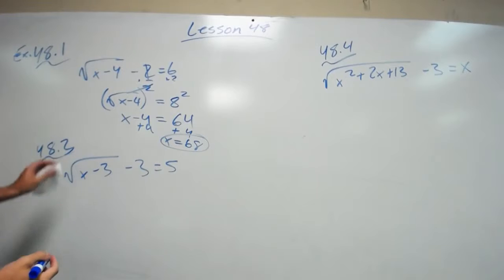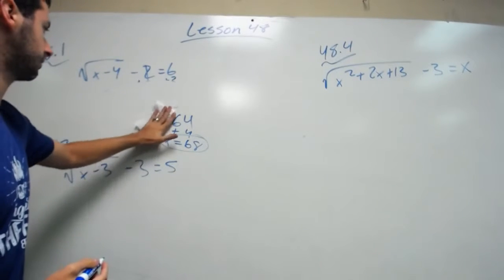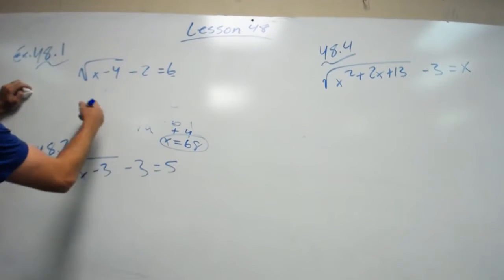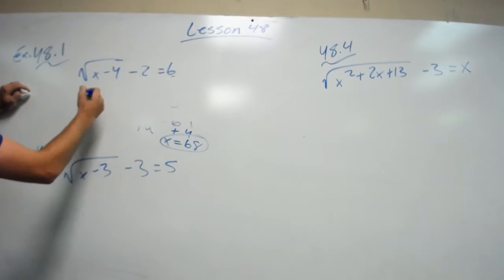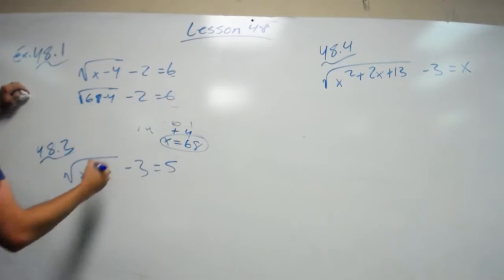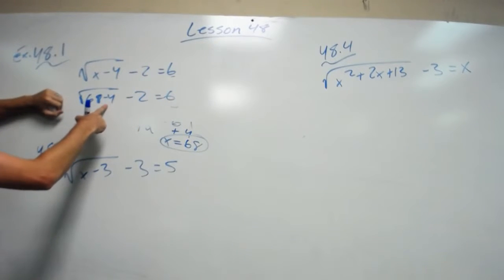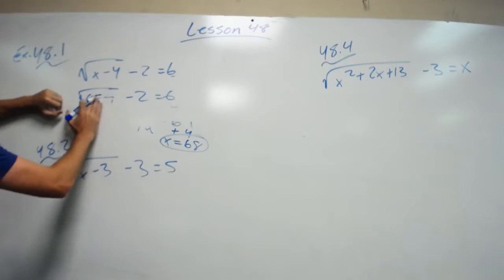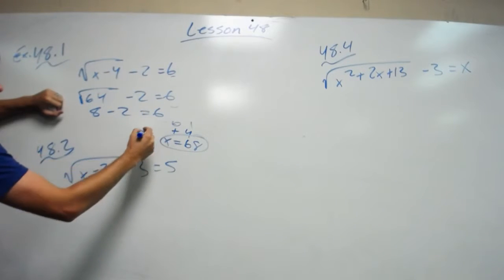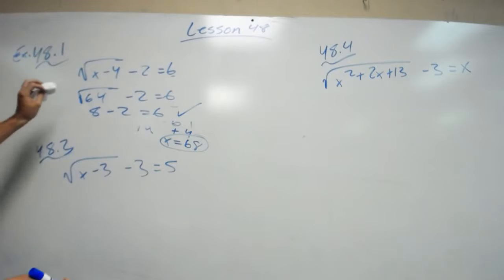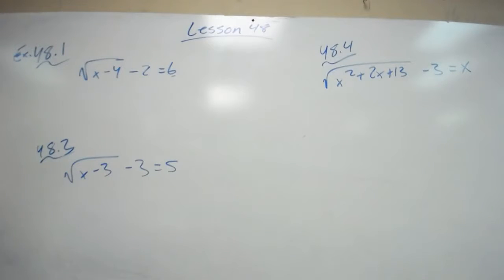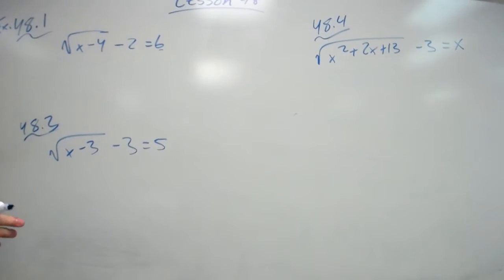Now it does want you to check on these equations that your answer is correct. So if I plug in 68, and it doesn't take any time at all. If I plug in 68, I'd have square root of 68 minus 4 minus 2 equals 6. Square root of 68 minus 4, well, that's 64. Square root of 64 is 8. 8 minus 2 equals 6, so therefore it does work. It does want you to check these, but it doesn't take any time at all, especially with the problem being very easy. So let's do it again.